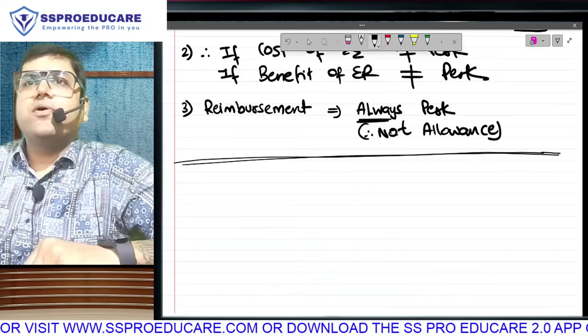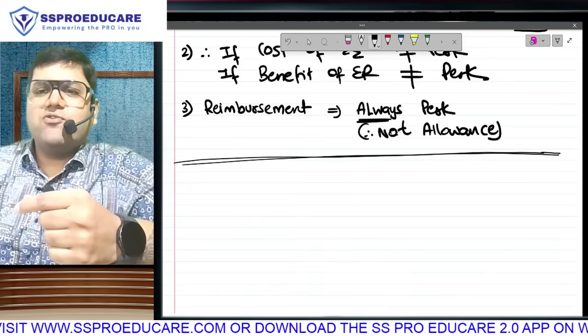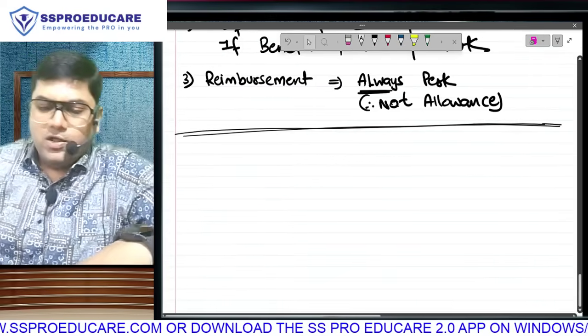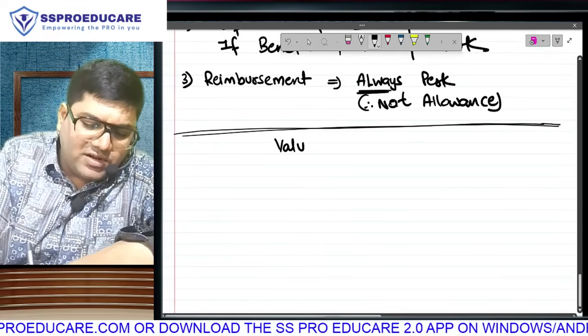Because I give you an example. If boss is taking house on rent, it is possible to value. But if the boss is buying the house, it is not possible to value. So those 10-15 cases we will go and learn.